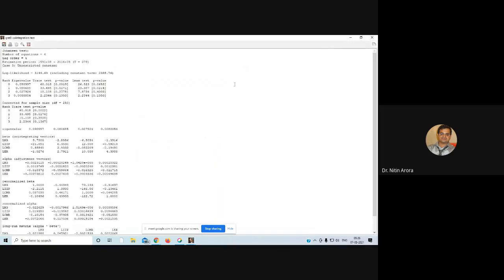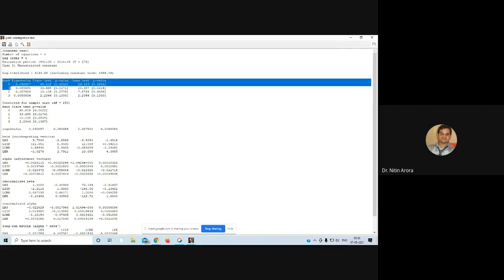So these are the co-integration statistics. You can see rank 0, 1, 2, 3. These are the ranks of the pi matrix I told you earlier.